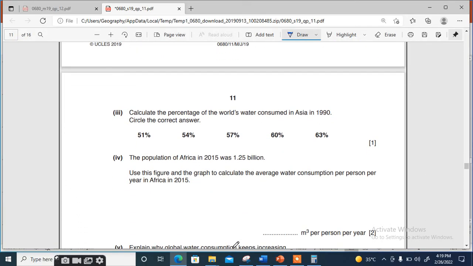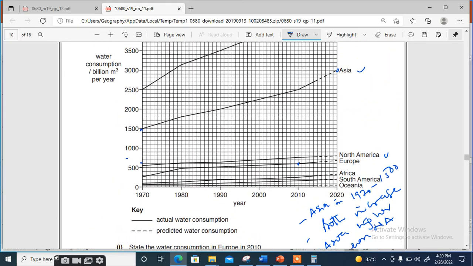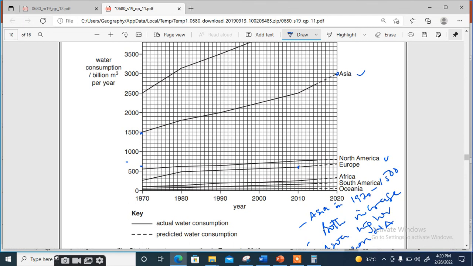However, calculate the percentage of the world's water consumed in Asia in 1990. Circle the correct answer. So I have to go back to that graph. This is 1990. The amount consumed in Asia is 2,000.